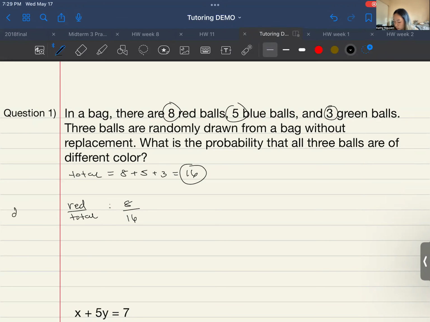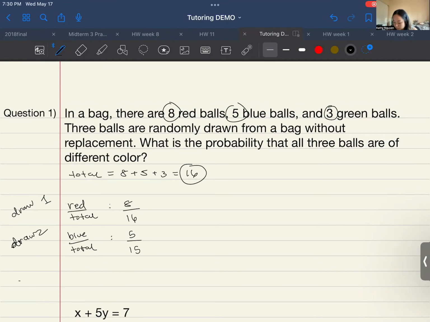Let's say draw 1. Draw 2, let's say it has to be a different color. So let's say blue, for example. So blue over total would be the probability of getting a blue ball. There are 5 blue balls still because the first ball was red. But now the total amount of balls is 15 because you already took one out, which was red. You didn't replace it. So there's only 15 total.